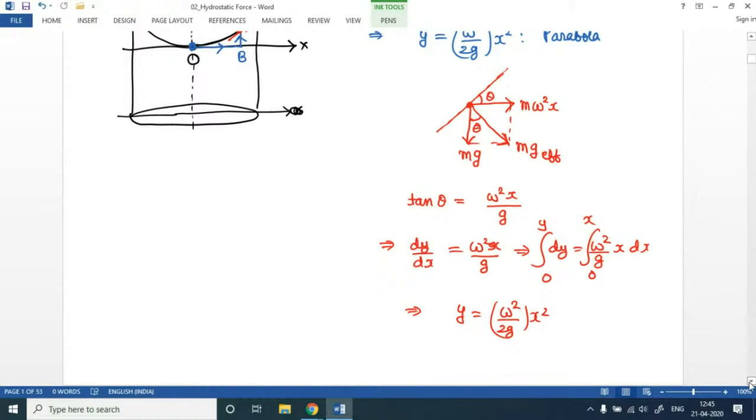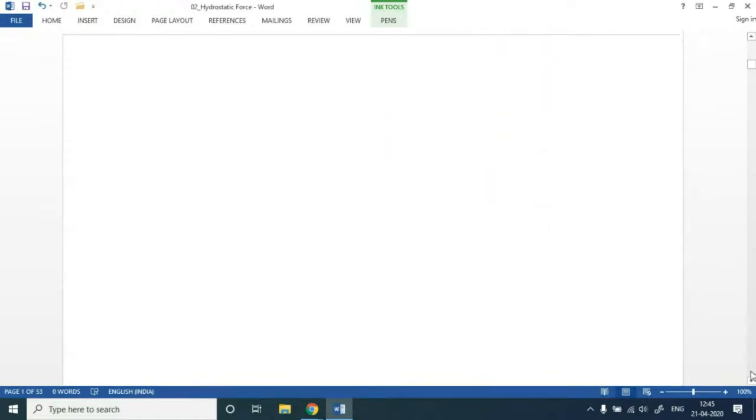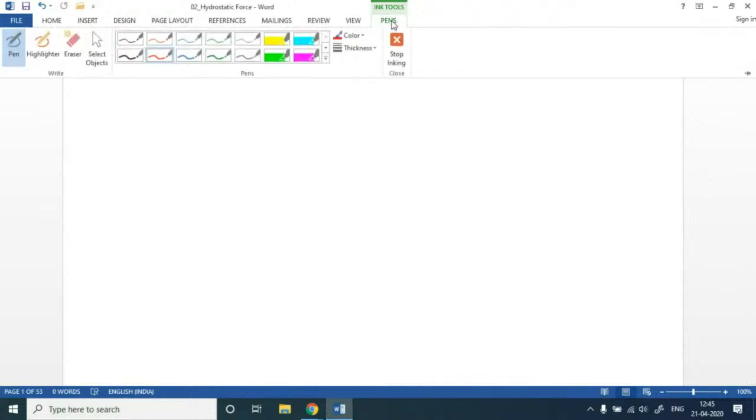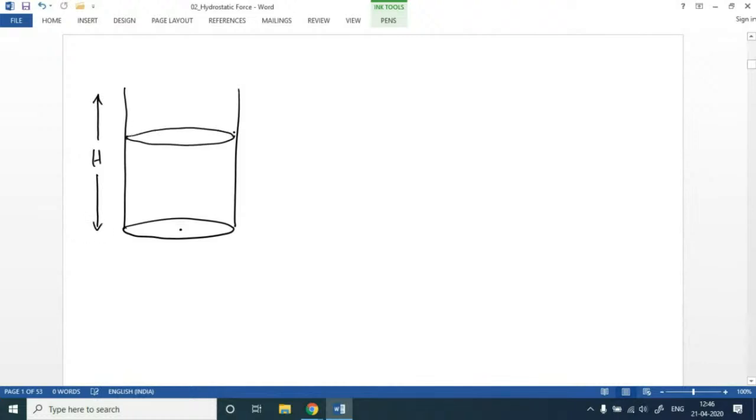Okay, so using this property, let's try to do some problems by using the properties of paraboloid. Some property of paraboloid we will be discussing. So let's say this is the question. Let's say this is a cylindrical container of total height H, and some liquid is filled in it to a level of height small h.